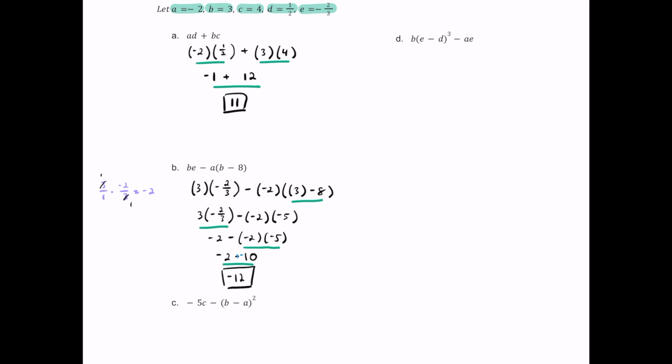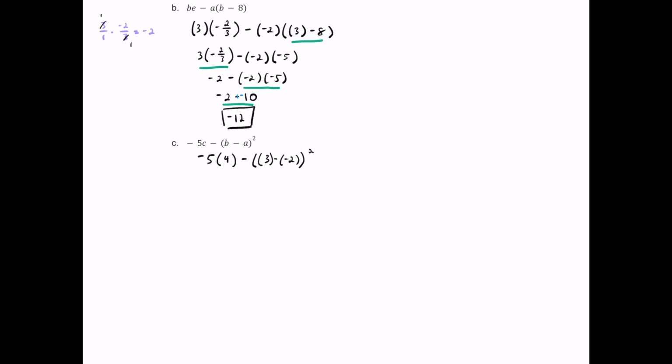For letter C here, let's see what we got. We got negative 5 multiplied by C. We know C is 4, minus the quantity of B. So B is what? B is 3 minus whatever A is, negative 2. And then raising that to the second power.